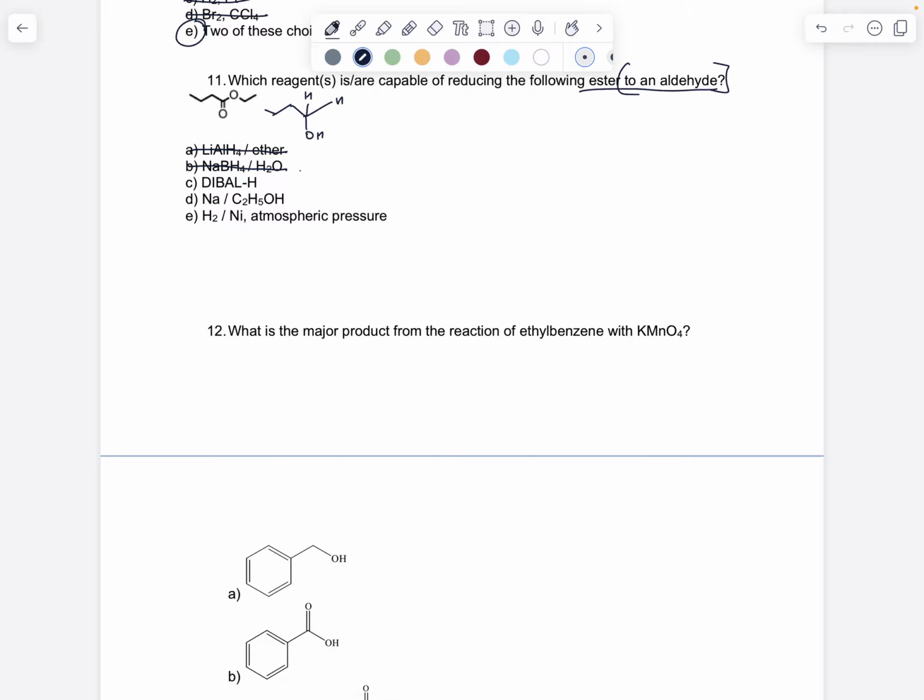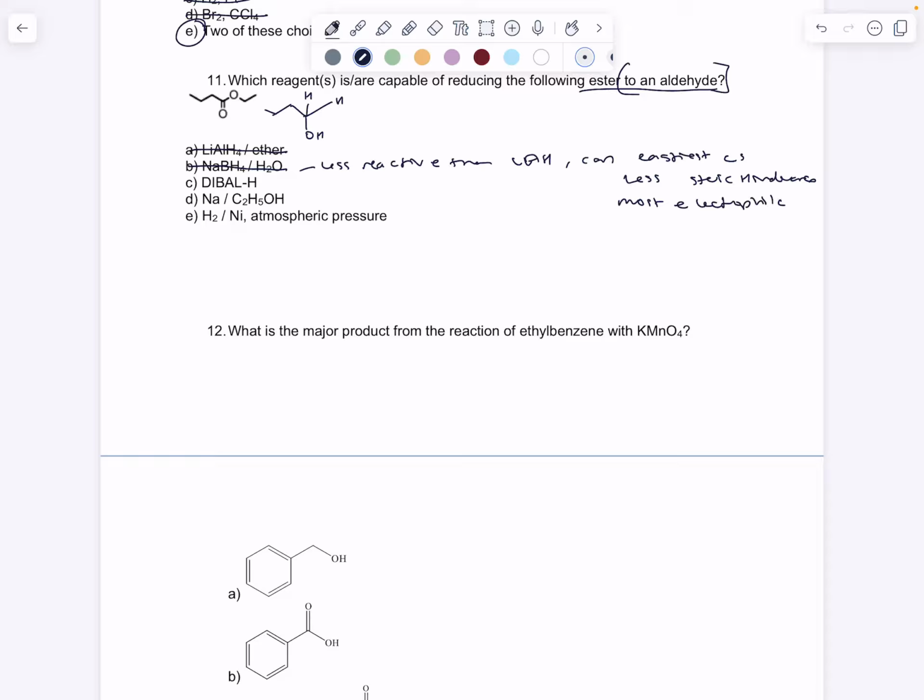NaBH4 can't reduce it at all based on what I just said. NaBH4 is less reactive than LiAlH4. And because it's less reactive than LiAlH4, it can only attack the easiest carbonyl carbons, the ones that have the least steric hindrance and the ones that are the most electrophilic.